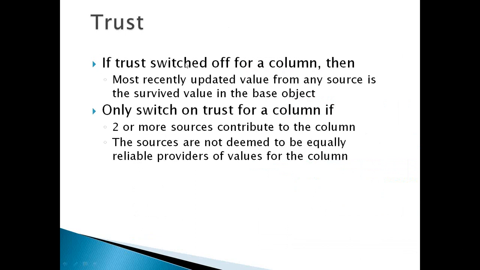So here it's mentioned that if the trust is switched off for a column, or basically we have not applied trust, then the most recent updated value from any source is the survived value onto the base object. And only switch on trust for a column if two or more sources contribute to the column.